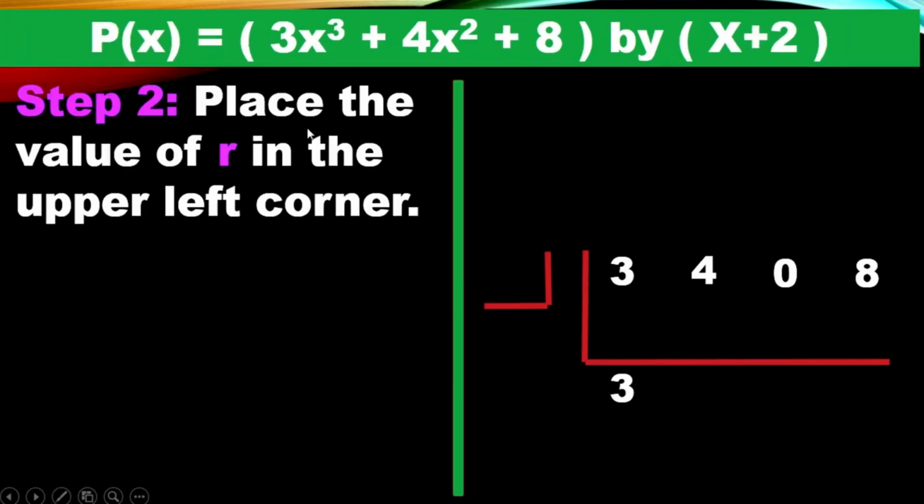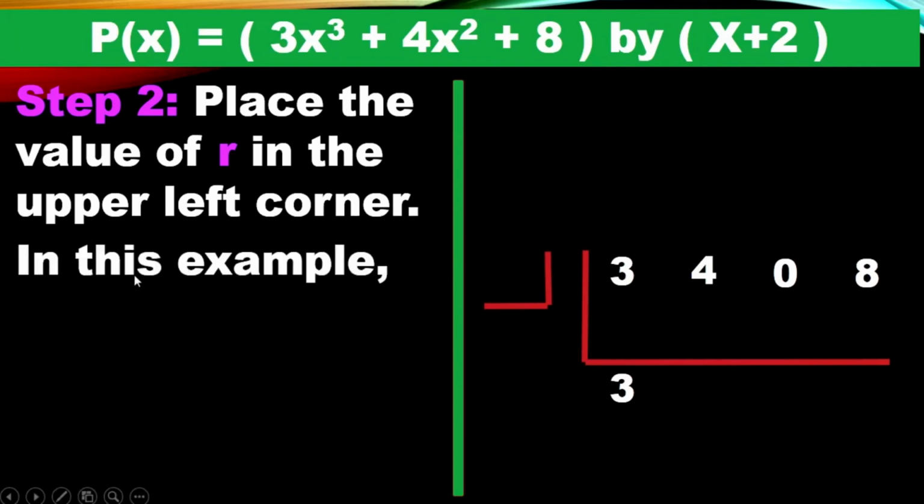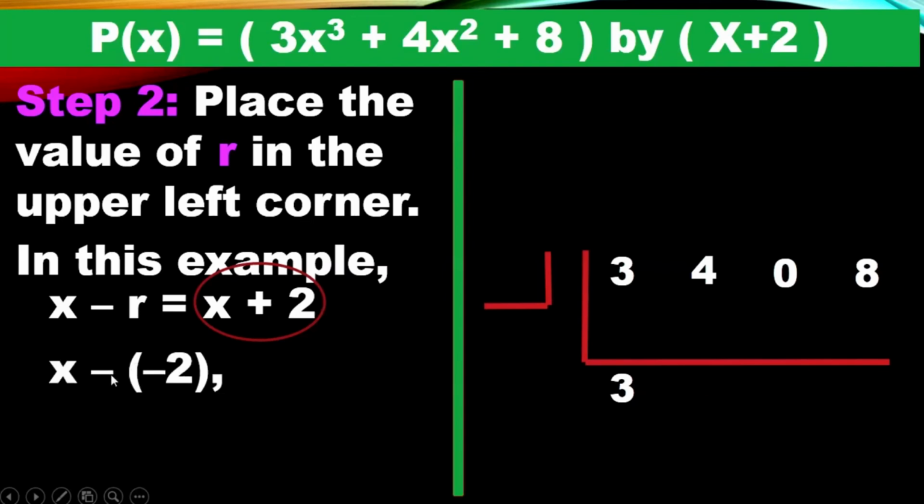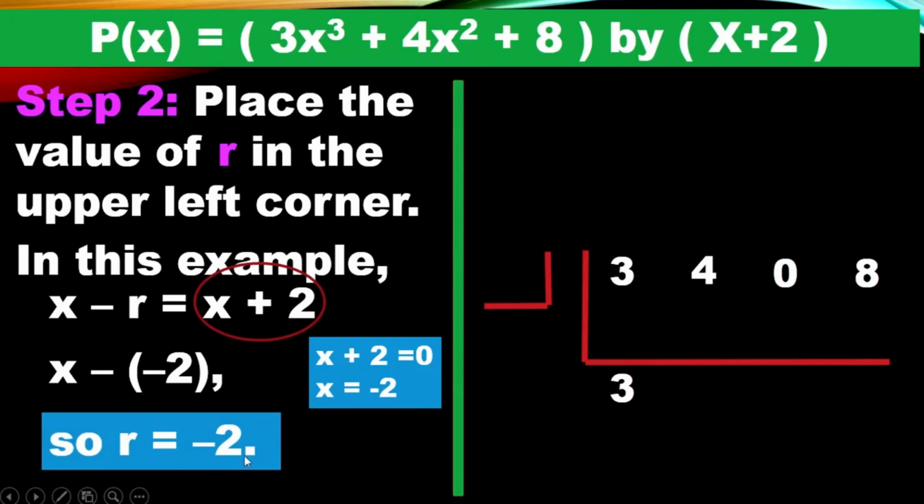Okay, we have step number 2. Place the value of r in the upper left corner, which is this is the upper right corner. So in this example, x minus r is equal to x plus 2, which is the divisor. Then now let's find the value of x. So we have x minus negative 2. Then we have x plus 2 equals 0. Then solve for x, and x is equal to negative 2. So, r is equal to negative 2. So, yan yung isusulat natin doon sa upper right corner na negative 2.